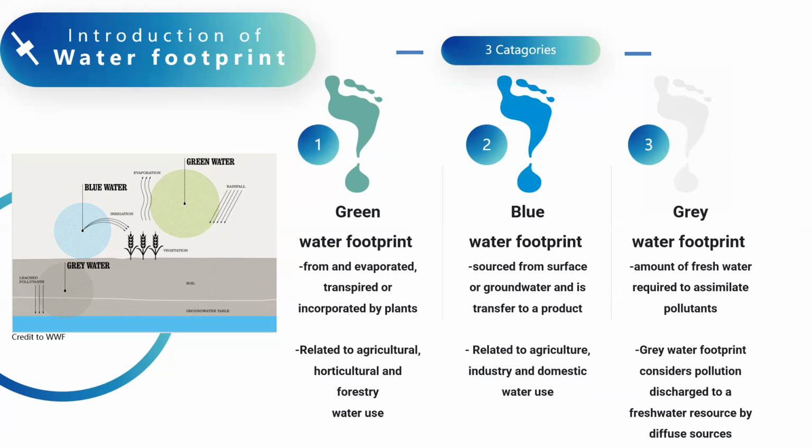And the gray water footprint, like it is said, is kind of gray, which means the amount of fresh water required to assimilate the pollutants. To meet specific water quality standards, you need to use different amounts of fresh water to clean the pollutants. So the gray water footprint considers the point source pollution discharged to a freshwater resource directly through a pipe or indirectly through runoff or leaching from the soil, just as the graph on the left shows.